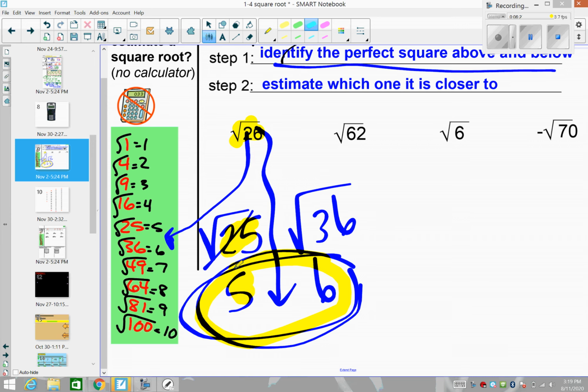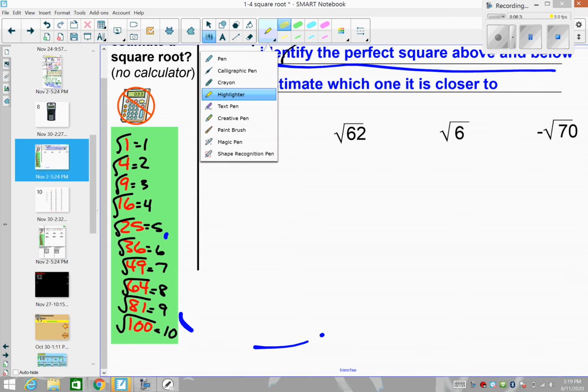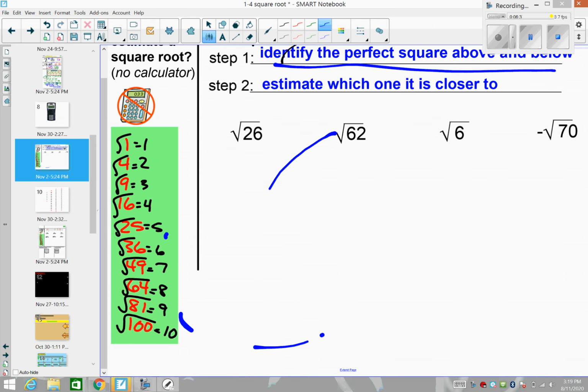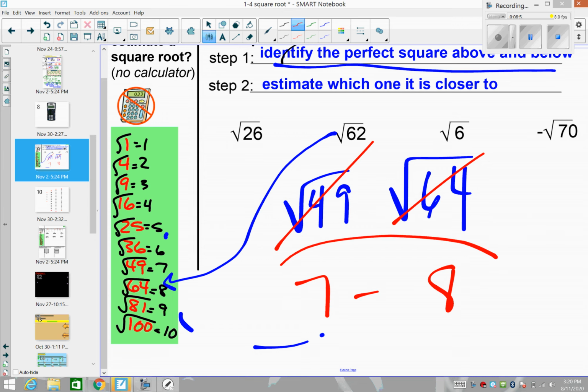All right, let's try that same process again. So I'm going to delete all this, and let's go through that same process. So we have the square root of 62. The square root of 62 lives right here between the square root of 49 and the square root of 64. And the square root of 49 is 7, and the square root of 64 is 8. So our answer lives somewhere between 7 and 8.